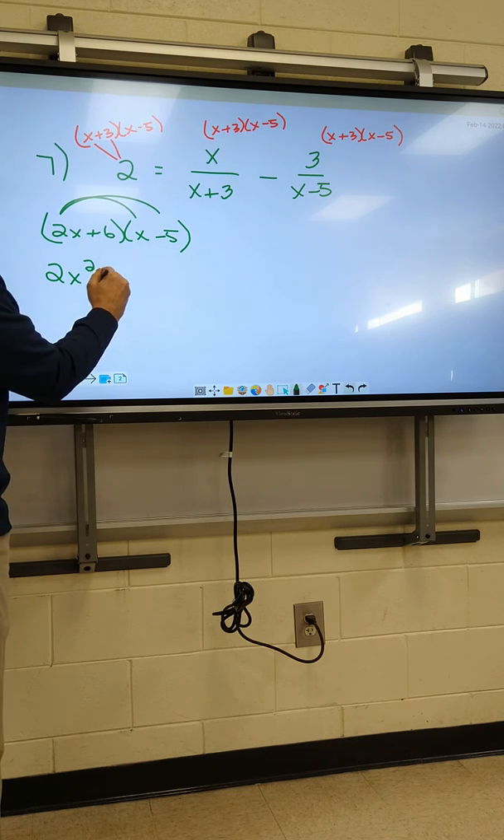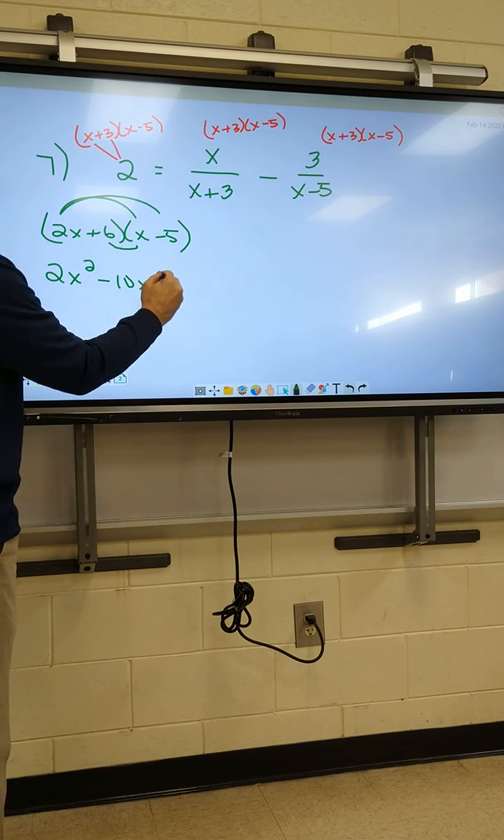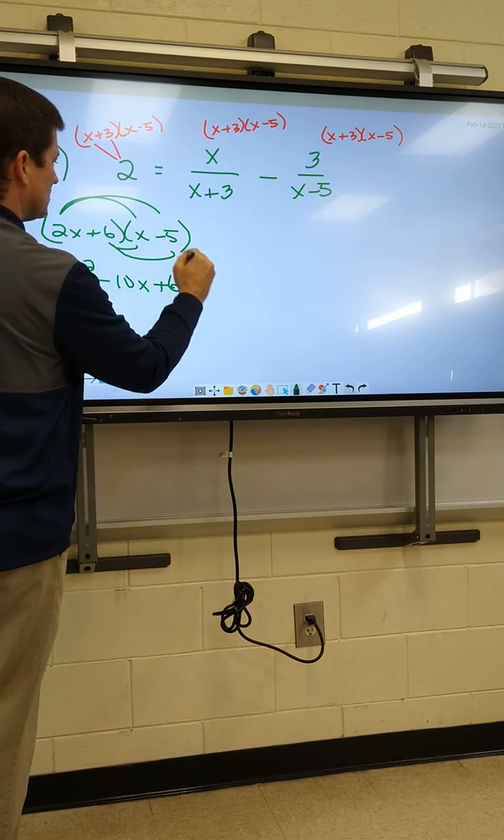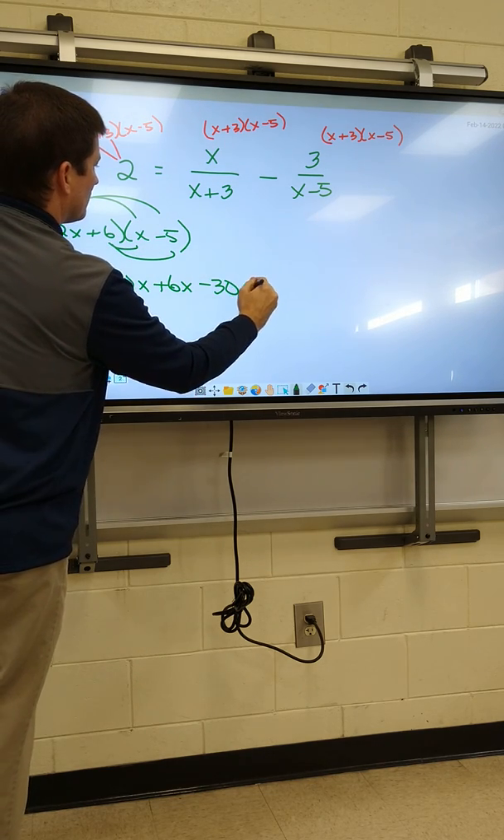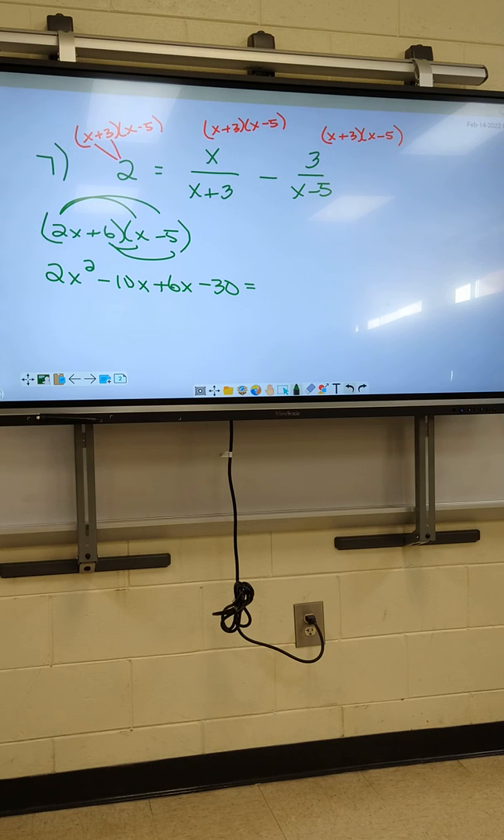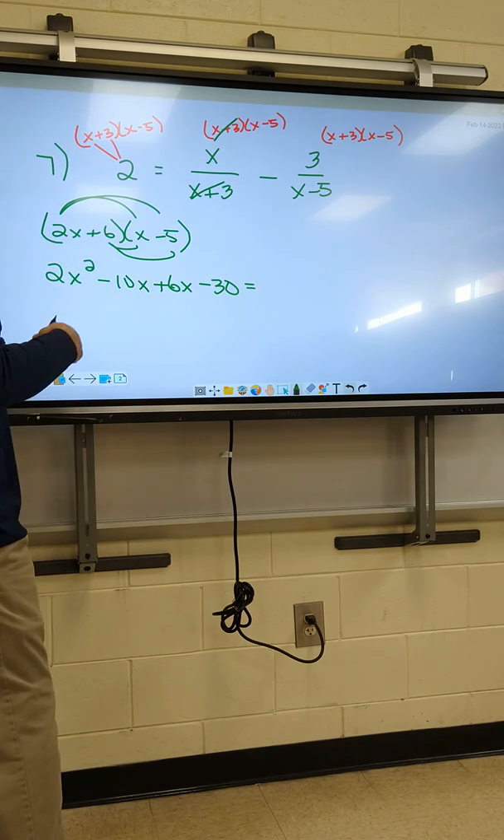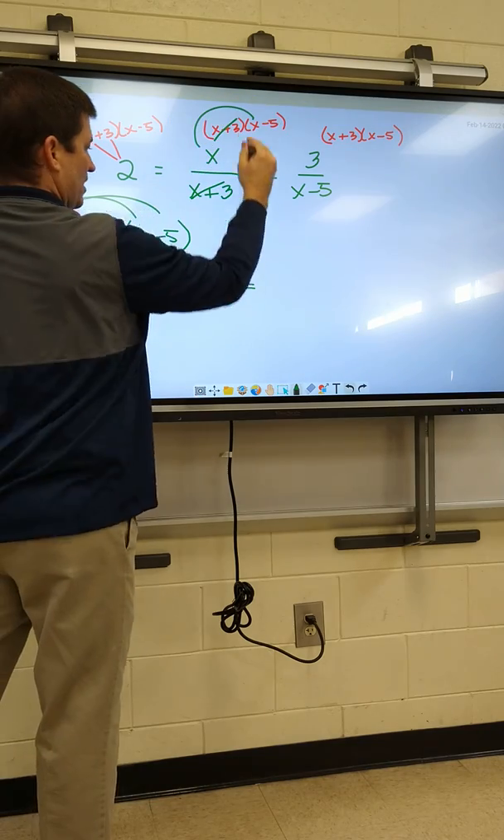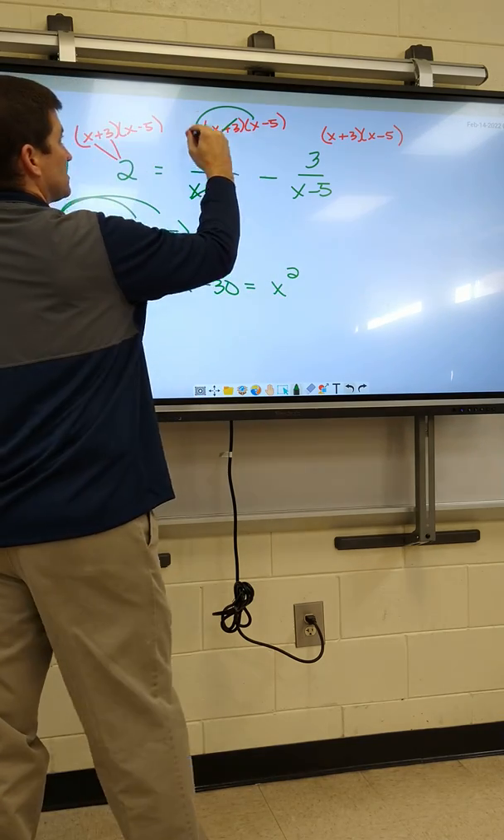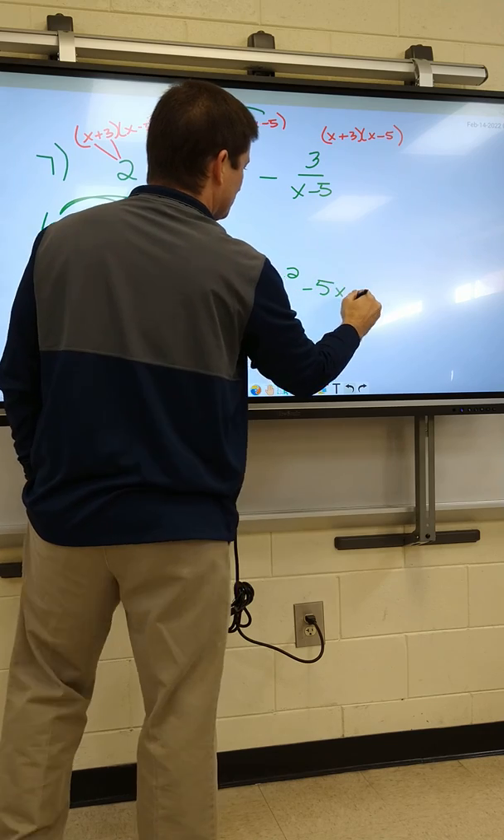Squared minus 10x plus 6x minus 30. All right, question about the left side of the equal sign? Everybody good? All right, what cancels out on the second fraction? X plus 3's. What do I have to bring down? X times x is x squared. X times 5 is negative 5x.